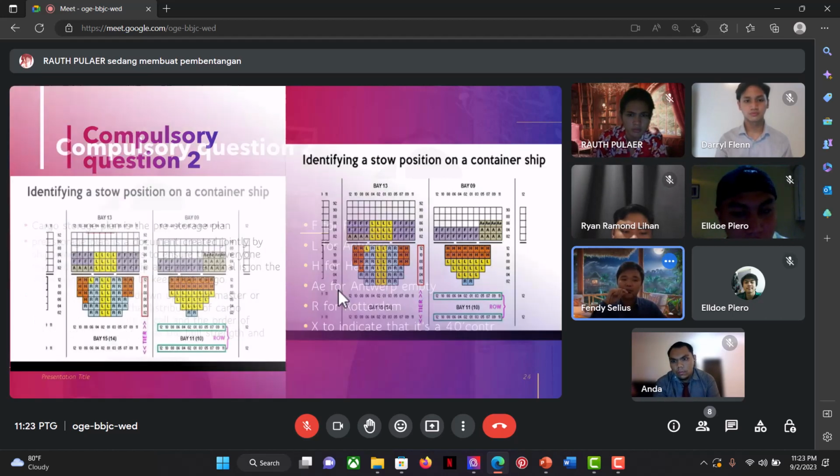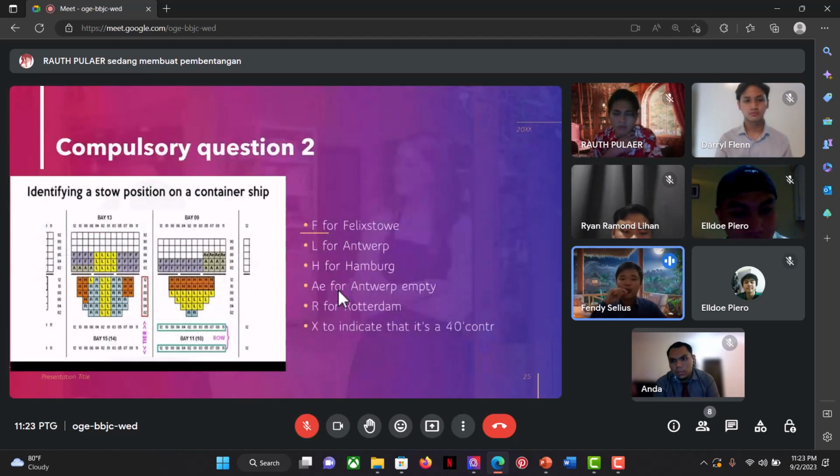Next. This is an example of the cargo storage plan. You can see they have many symbols and colors. Each color is to help the crew to do their job.